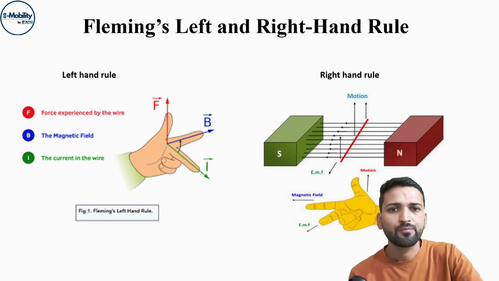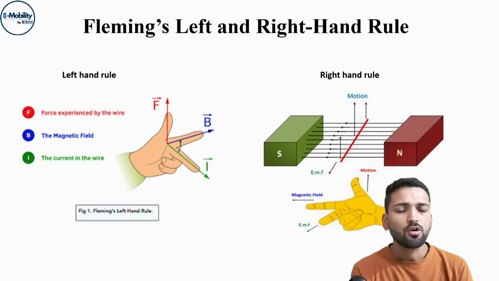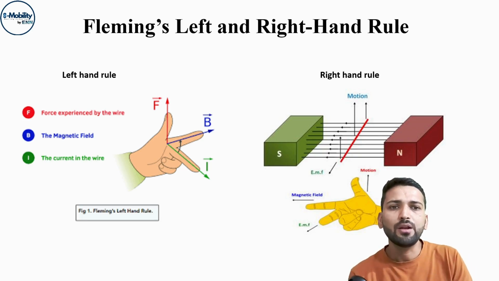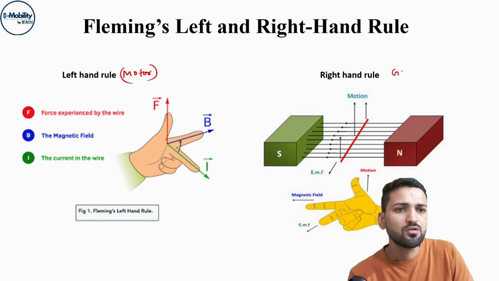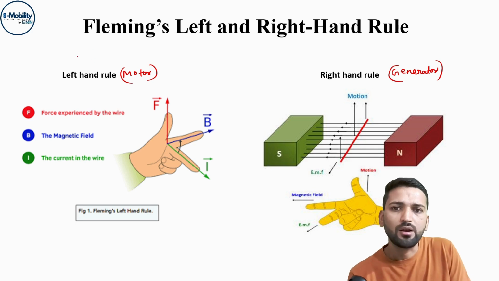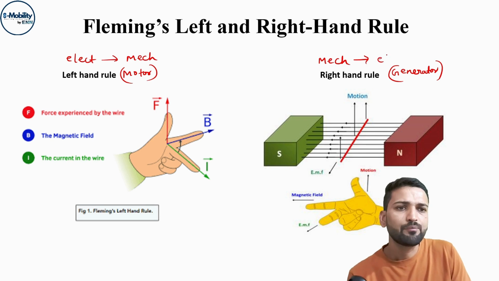Okay, these are the two laws. Now these two methods, Fleming's left hand and right hand rule, are especially used in the case of a motor, and the right hand rule is especially used in the case of a generator. Here one thing is important: in the left hand rule, or in the case of the motor, the conversion is from electrical energy to mechanical energy, and in the case of a generator we are converting from mechanical energy to electrical energy.